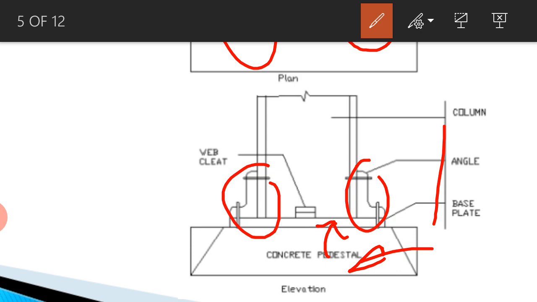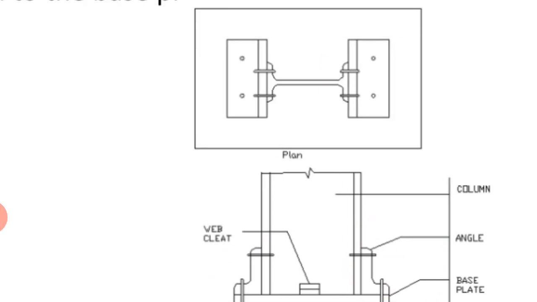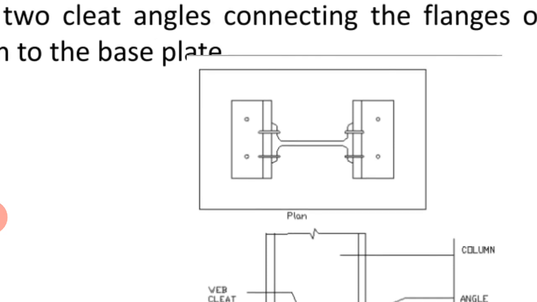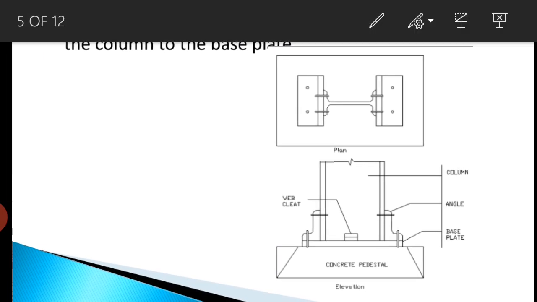So when you call it a slab base, you can see it is a simple connection provided with two cleat angles side by side, one on this side and one on this side. I can show you once again. You can see two cleat angles connected to the flange of the column, and a base plate here. So it's a simple connection with a base plate along with two cleat angles.